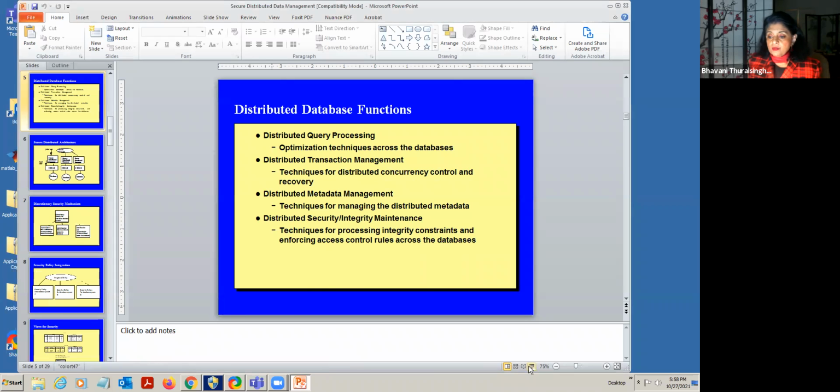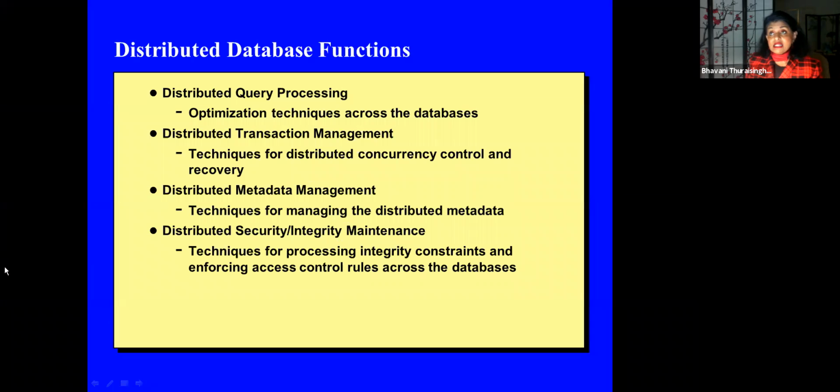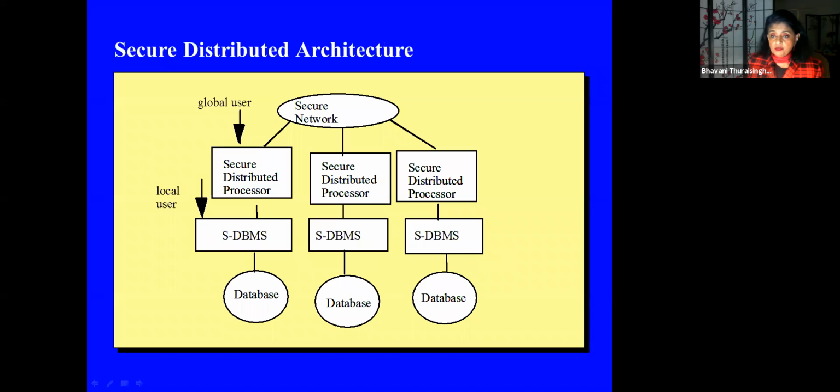Okay, and the last one here is security and integrity maintenance, and that's what we're going to talk about today, in particular security. Techniques for processing integrity constraints. That means that all the salaries together for the employees cannot exceed, say, 1 million, because you're budgeted only 1 million. That means you've got to go and check all the salaries across all the distributed databases, and then make sure the integrity constraint is satisfied. And we will see access control rules also enforced across all the databases. Okay, so these are the distributed database functions.